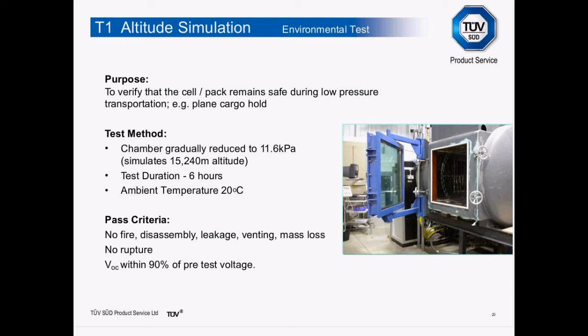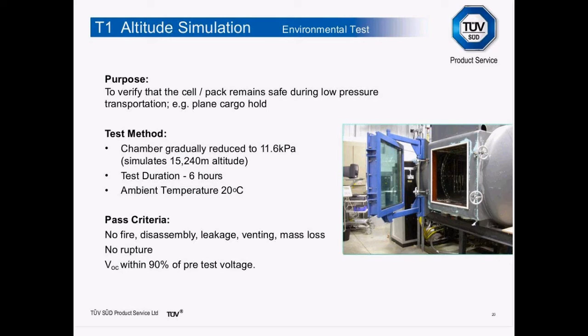Okay, so the first test, as mentioned, was T1, which is altitude simulation, and basically this is a low pressure altitude test that evaluates the ability of the cell or the pack to withstand conditions within, for example, a cargo hold at 50,000 feet. The test item is placed within the chamber at 11.6 kilopascals for 6 hours at room temperature. And basically the requirement is that the sample must not catch fire, it must not disassemble.